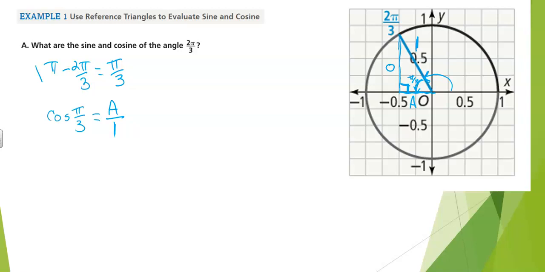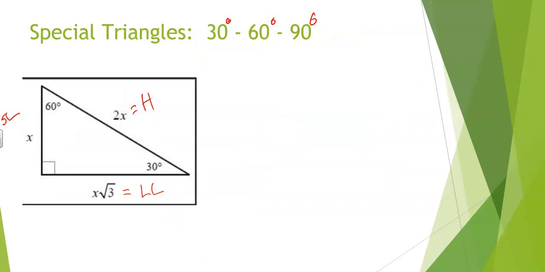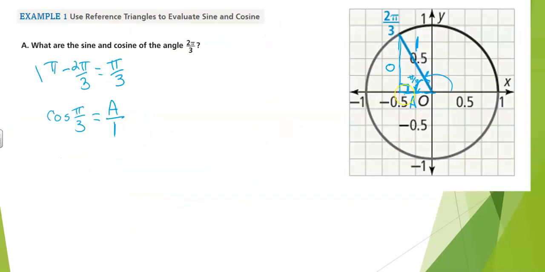Do you remember what pi over 3 was? Let's go back. Pi over 3 was the same thing as my 60-degree triangle. And in the unit circle, this length right here is 1/2. So this side right here is 1/2. The cosine of pi over 3 is 1/2.